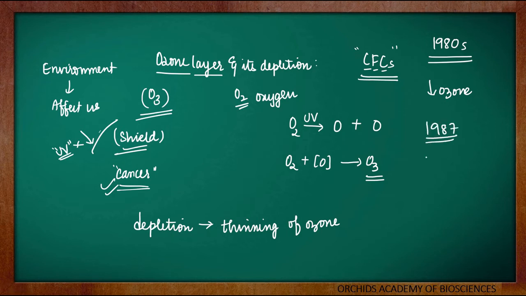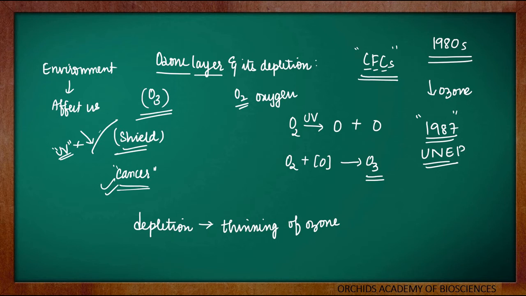In 1987, the United Nations Environment Programme, UNEP, succeeded in forging an agreement to stop or freeze the CFC production at the 1986 level. So whatever was the CFC production at the 1986 level, they forged an agreement to stop or freeze it at that level itself. In which year did this happen? In 1987. So in 1987, finally, UNEP succeeded in forging an agreement to freeze or stop the CFC production at the 1986 level.